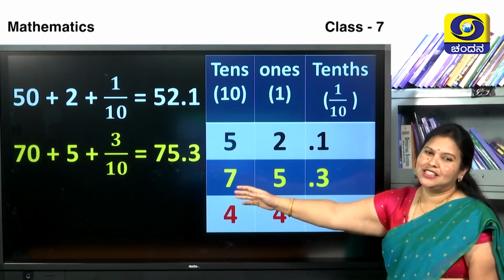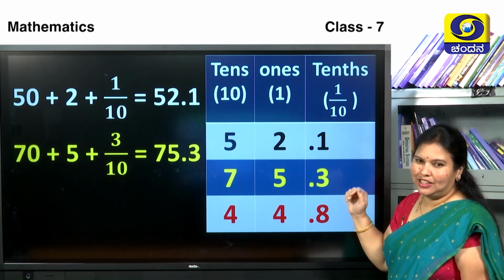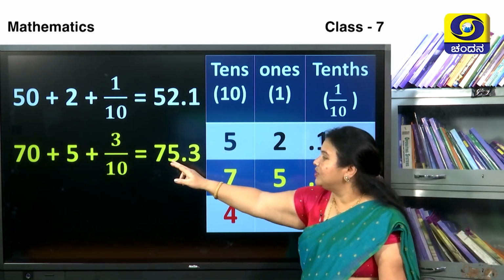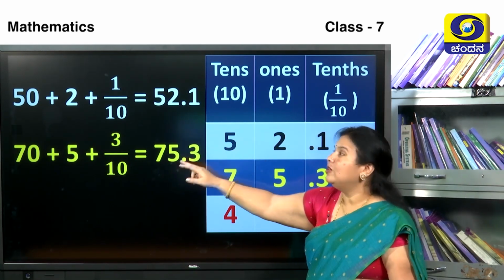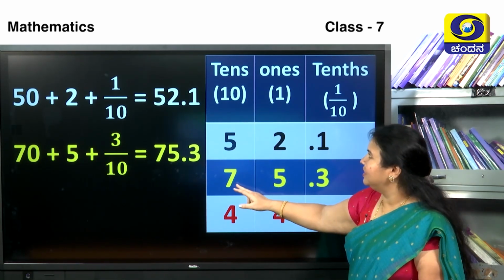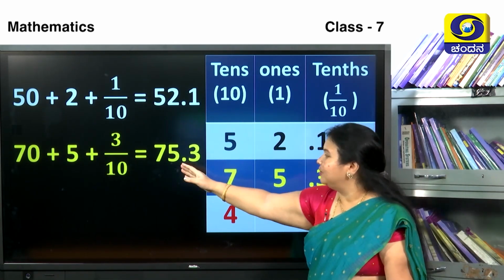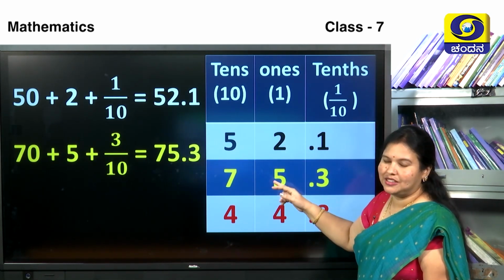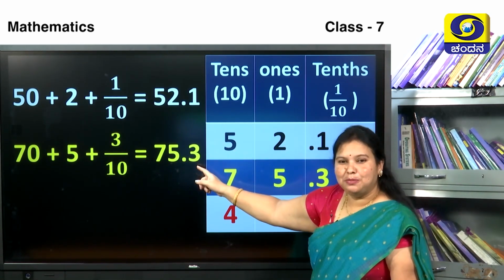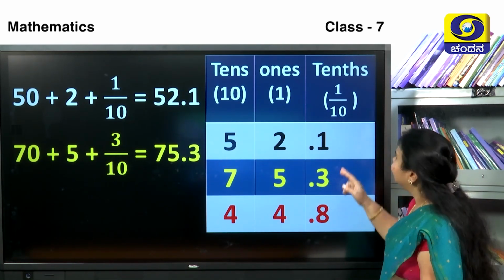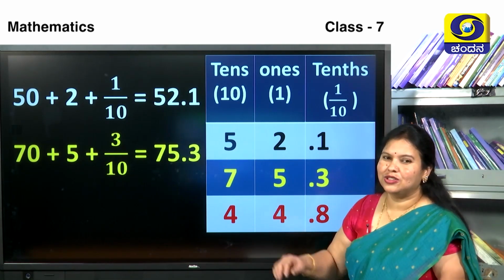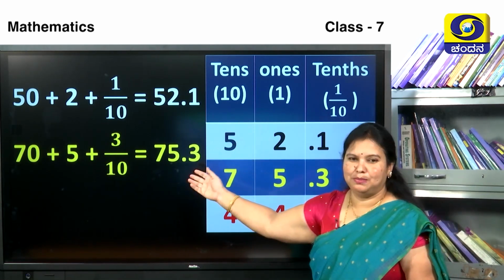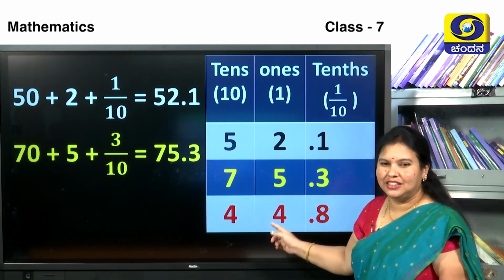Now, we will place this decimal form in the place value chart. Here we have 7 in tens place, so I have written below the tens place, and 5 is in unit place, so I have written below the ones place, and 3 is in tenth place, so I have written under the tenth place. You have understood the way I have done in these two examples. So, follow the same in the third example.